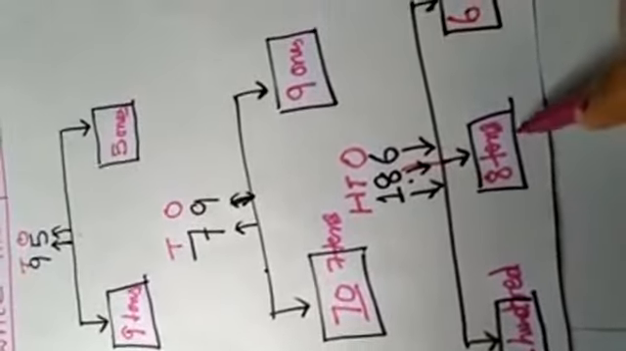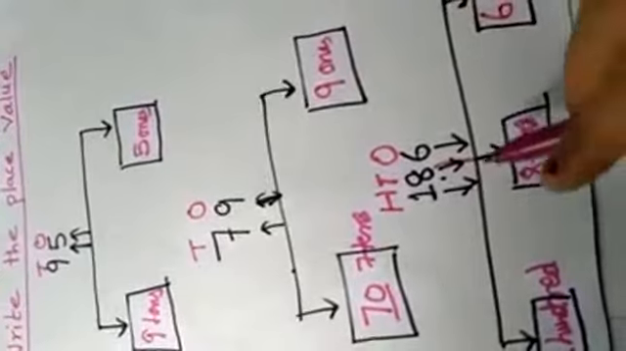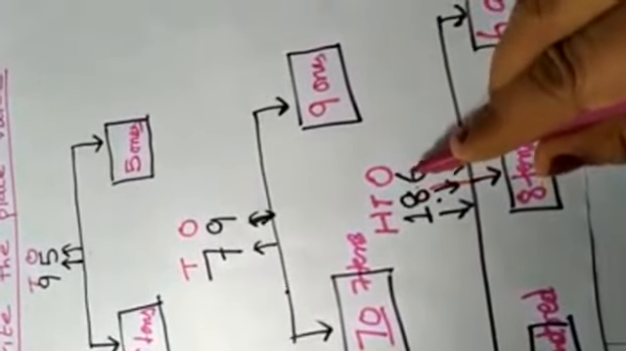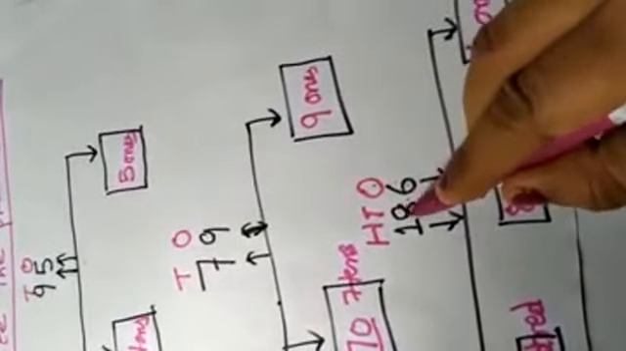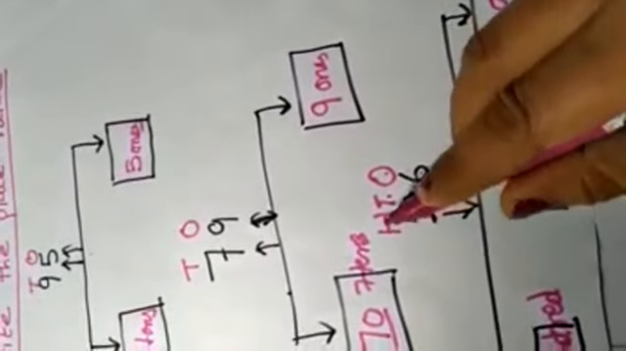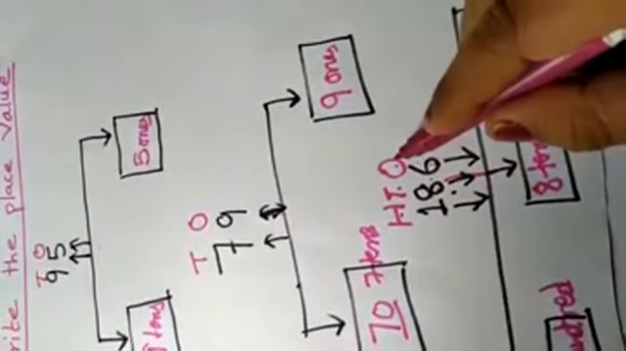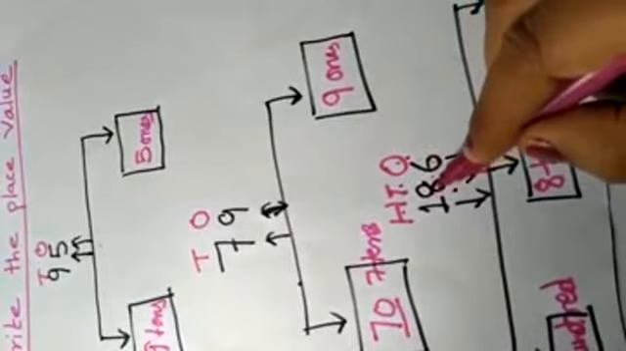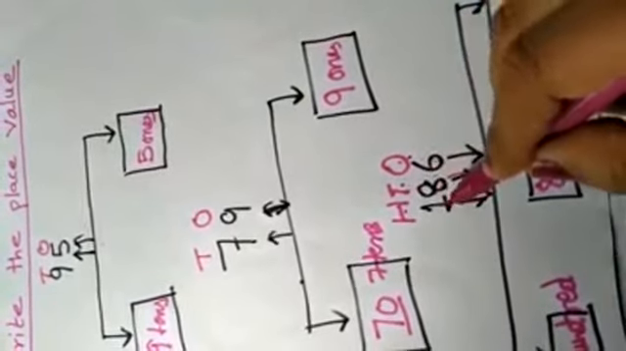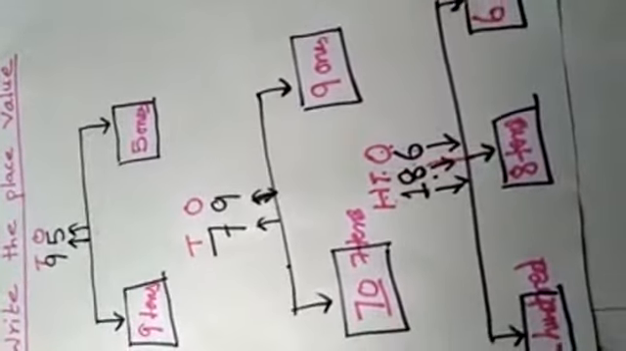100, 8 tens, 6 ones. In the other way, we'll write 186. 6 is at ones place, 8 is at tens place, and 1 is at 100 place.